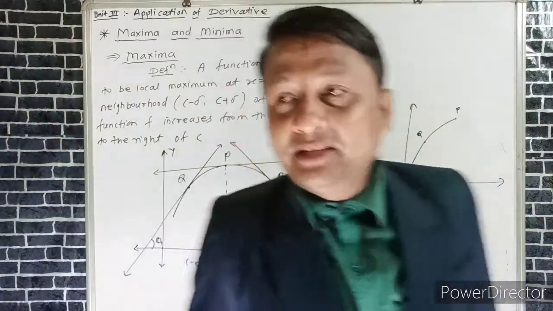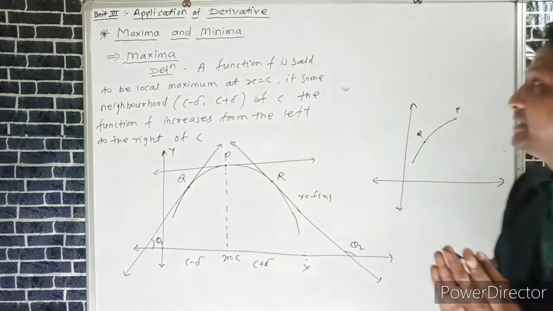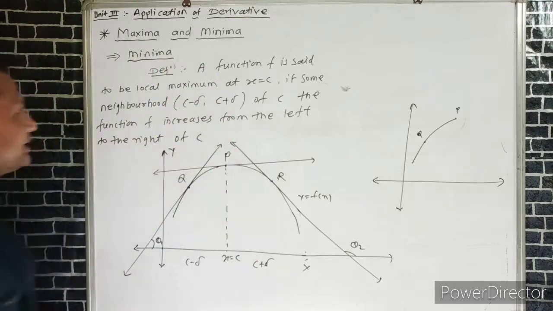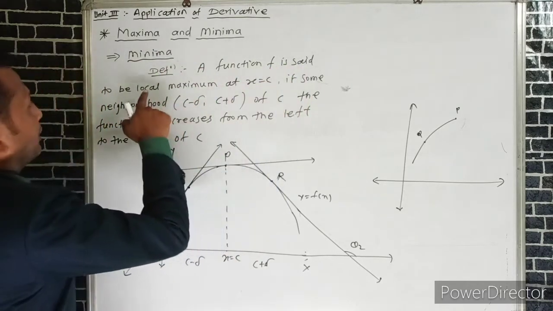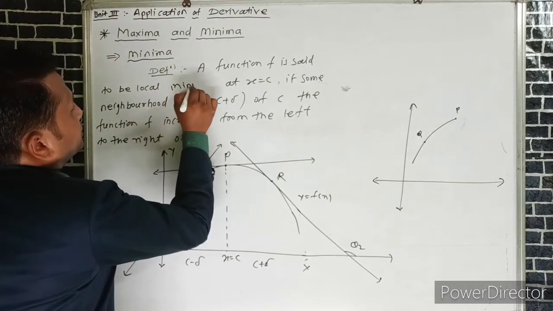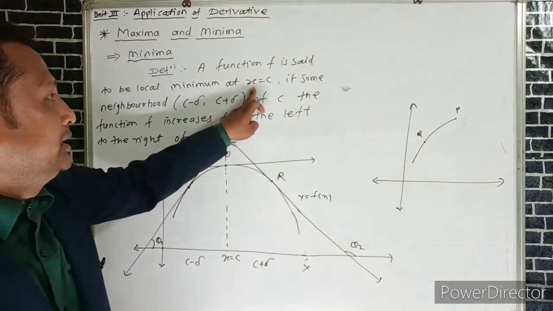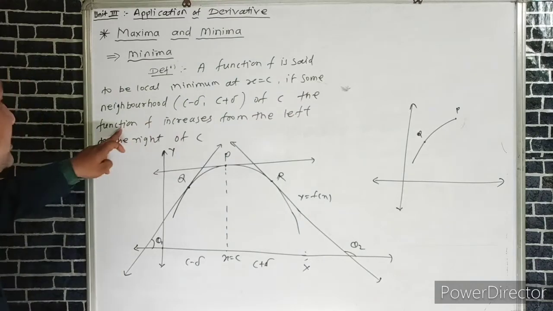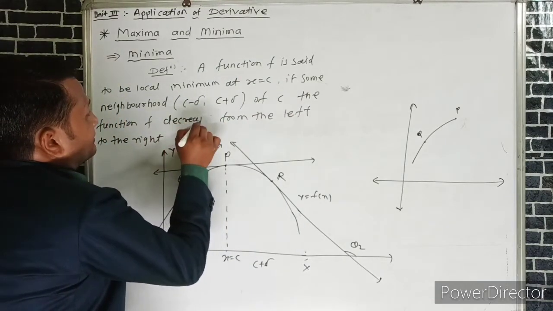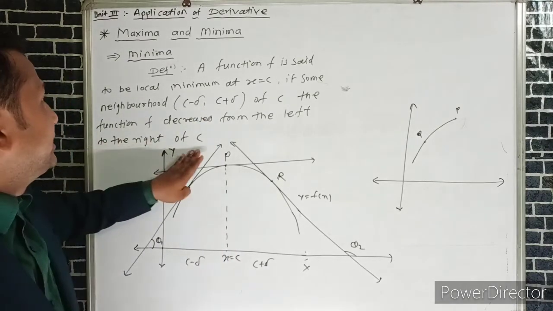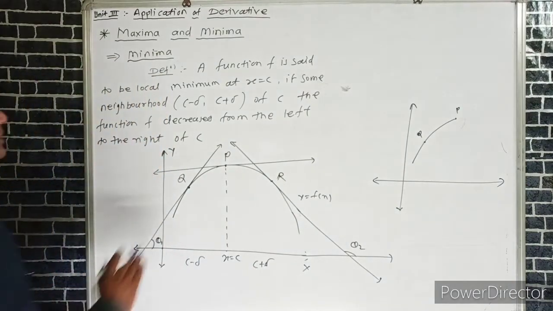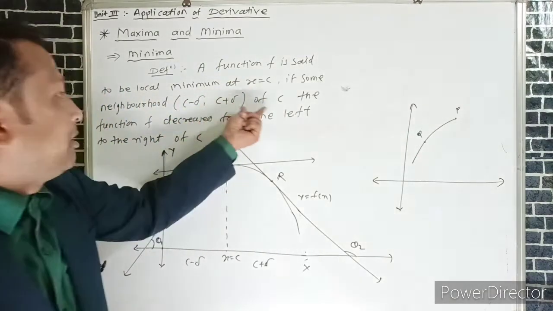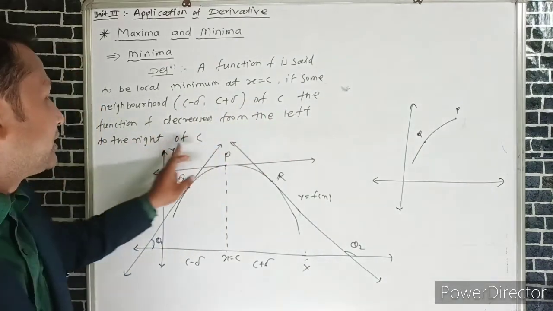Similarly, we can create a definition of minima. A function f is said to be local minimum at x equals c if in some neighborhood (c minus del, c plus del) of c, the function f decreases from the left to the right of c. This is called minima. So a function f is said to be local minimum at x equals c if in some neighborhood of c the function f decreases from the left to the right of c.